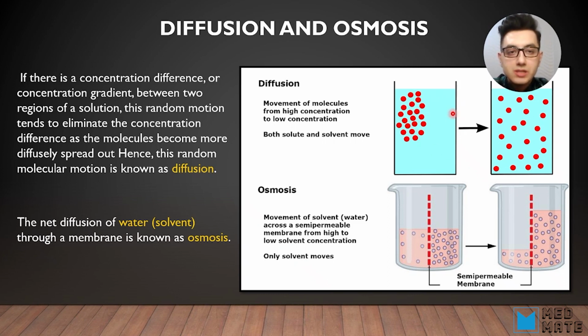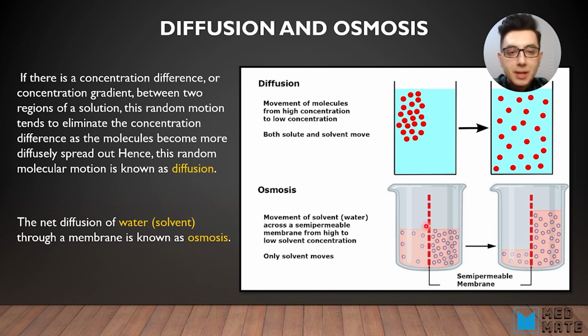And here you see there is a lower concentration of the molecules, maybe even an absence of these molecules. So these molecules tend to move to that part of the glass. While osmosis is the movement of solvent across a semi-permeable membrane from high to low solvent concentration.